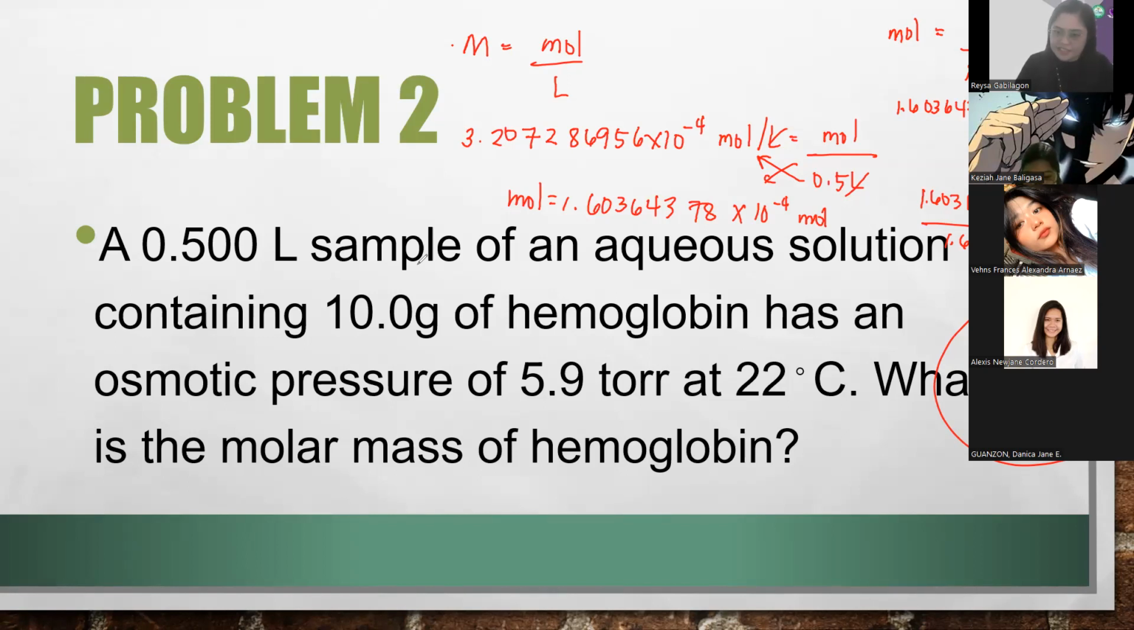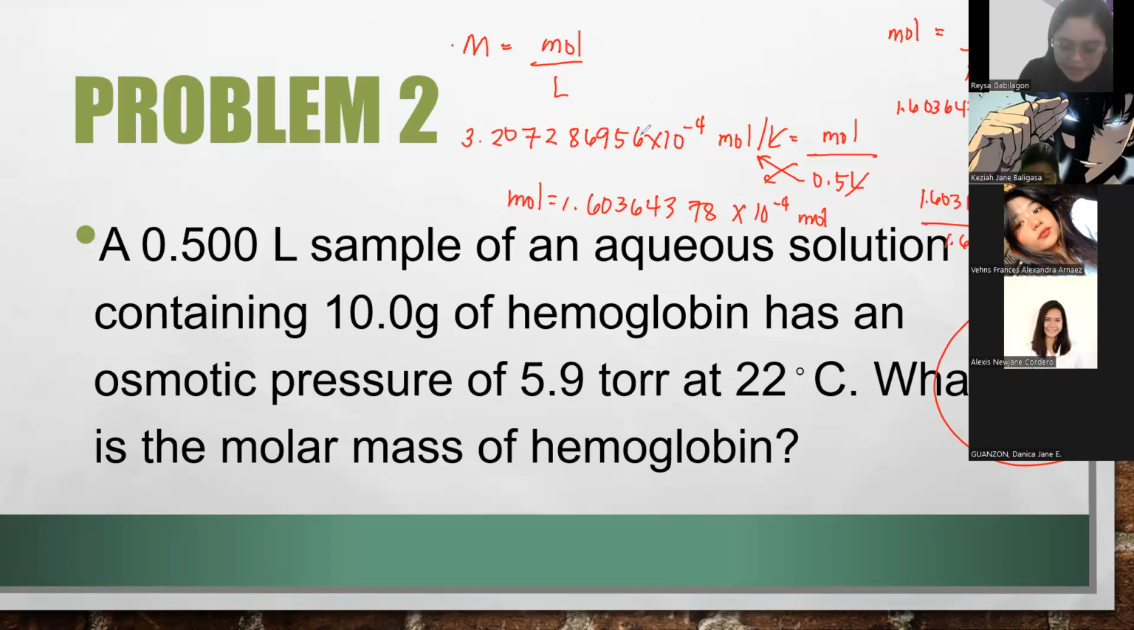Ayan, ayun na yun lahat. Tatlo lang yun, di ba? Baligasa, Mulano, and Escalante. 62,358 grams per mole. Please send your solution. I want to see your solution before I'll confirm if you are exempted sa quiz next meeting or not.